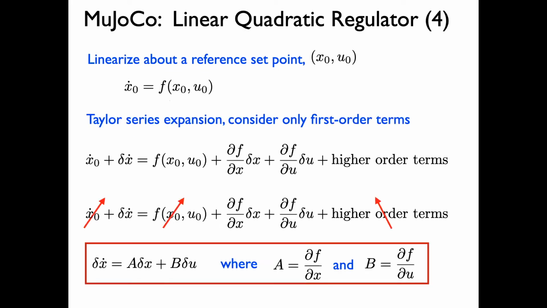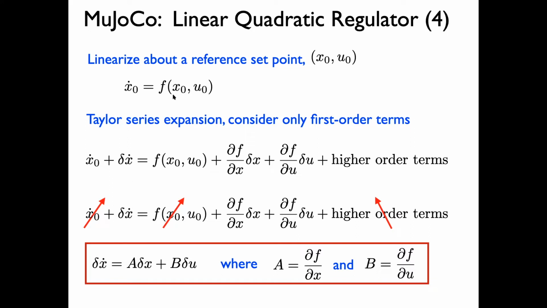So how do you do that? Well, let's say that x0 is some reference set point, and the corresponding control is u0. So we can write x dot equals f(x, u). We do a Taylor series expansion for x. So we replace x with x0 plus dx. So the left-hand side changes to x0 dot plus dx dot. This should be written as f of x0 plus dx, u0 plus du. And then you need to do a Taylor series expansion.